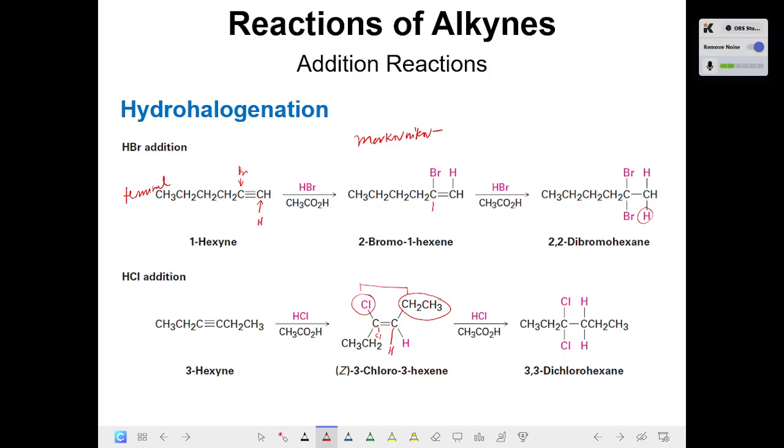So Markovnikov rule means our H will add to the carbon with more H attached to it. Okay? So the more H you have, the carbon will be given even more H. So another rule is the rich gets richer. The more hydrogens, it will add more hydrogens to it.